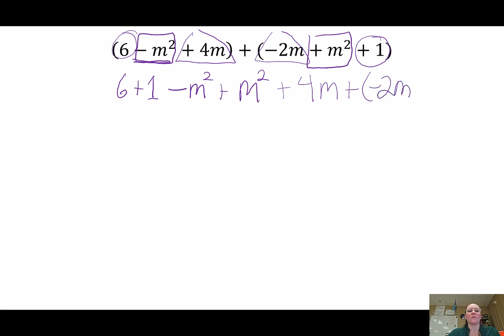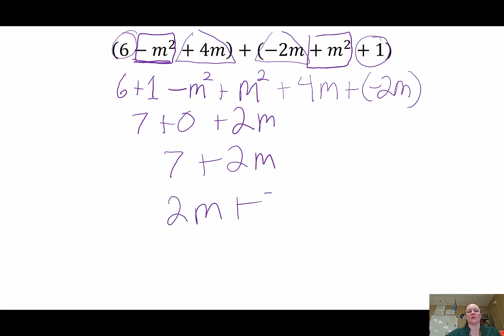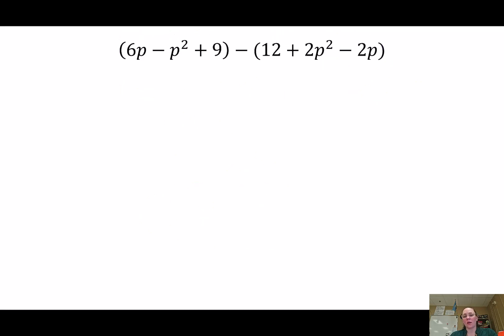So 6 plus 1 is 7. Negative m squared plus m squared becomes 0. 4m plus a negative 2m gives me 2m. And 7 plus 0 is still 7. Now this is not in standard form, so my largest exponent in this case would be 2m plus 7. All right, let's go ahead and look at another one.